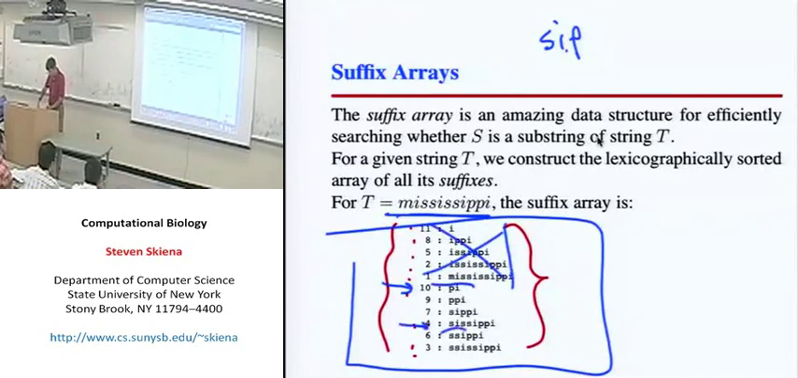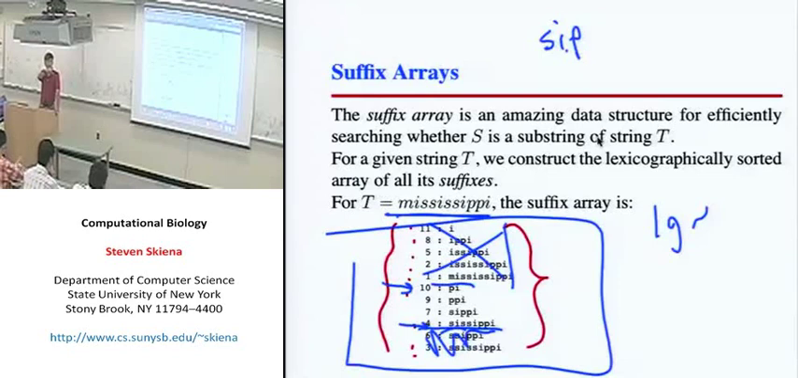Look in the middle, sis. It's got to be before sis, right? Sip is before sis. Can't be here, right? My claim is that by doing this, after log n string comparisons, I can find where sip would be as a prefix of a suffix in this array. Does everybody see that? Okay.